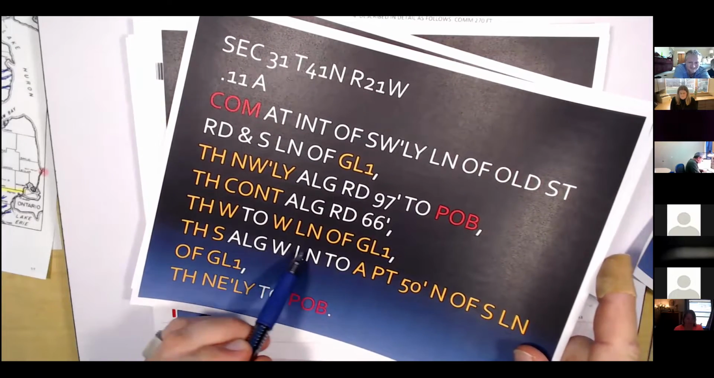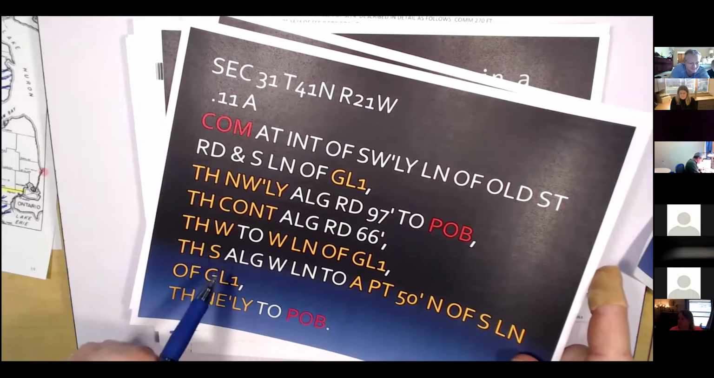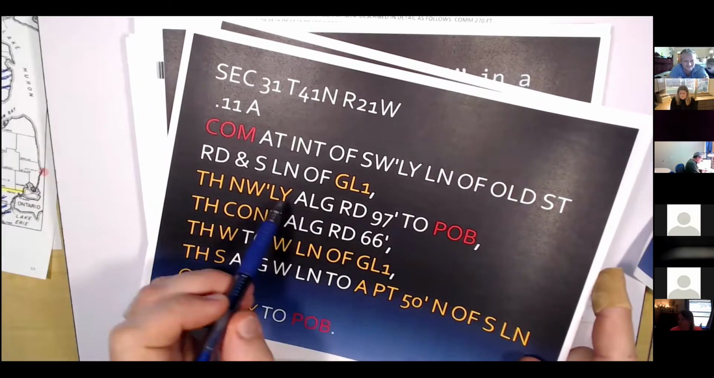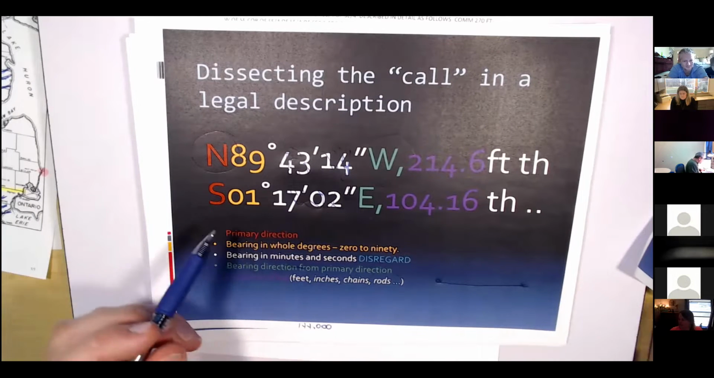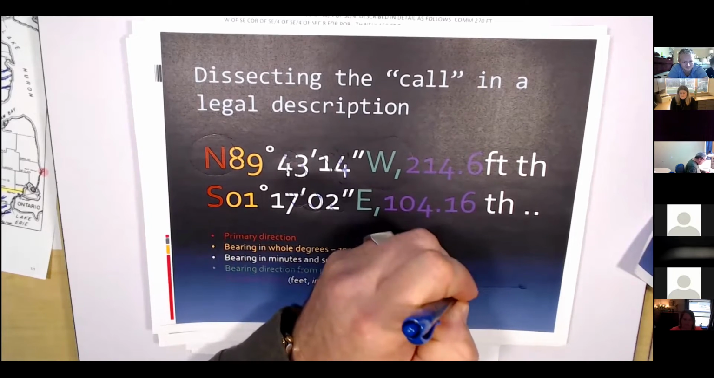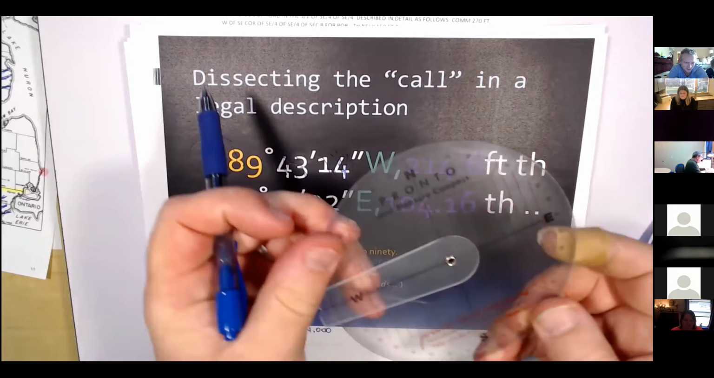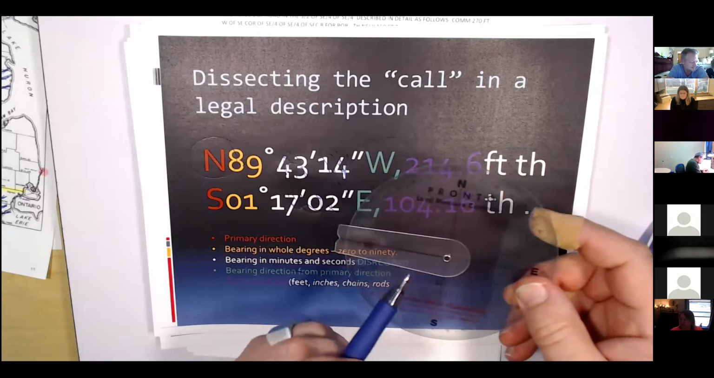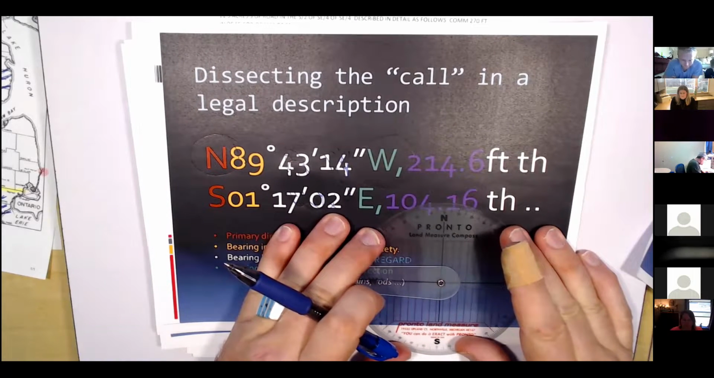This one doesn't have any angles to it. These are all just straight measurements, south, west, northwesterly along a road as a reference point. But we'll show you one in a minute that does. But you've gotten to this point by going north 89 degrees west. Here's your 214 feet. Then you want to go south 1 degree east. You're going to take the center point of this scale right here and put it at the end of that last line that you wrote.